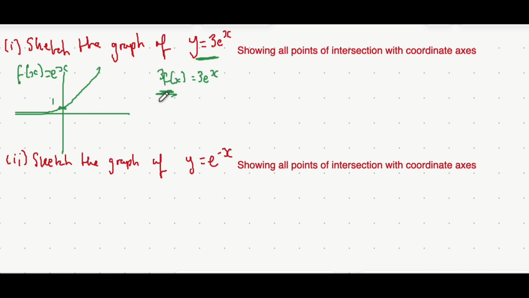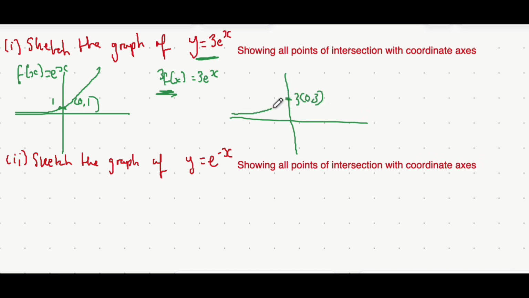What does this transformation do? Well, it multiplies all the y values by 3. So it will look something like this. It will cross at 3 now instead, because the coordinate of intersection here is 0, 1, but you multiply the y coordinate by 3, so it will be 0, 3.